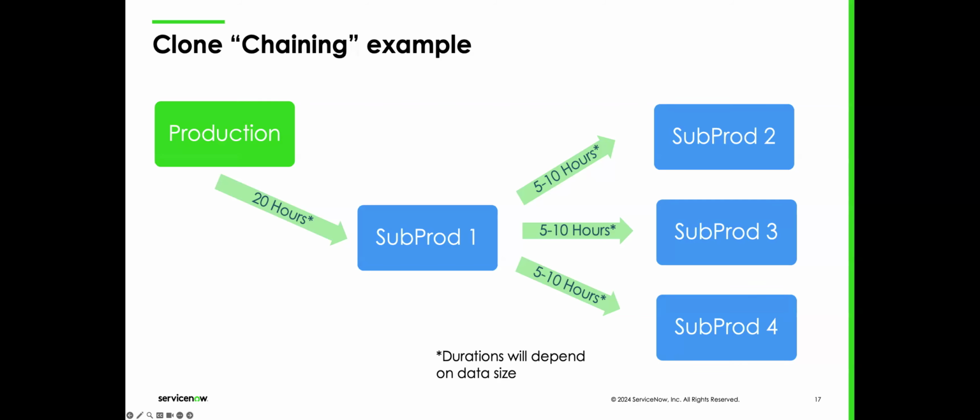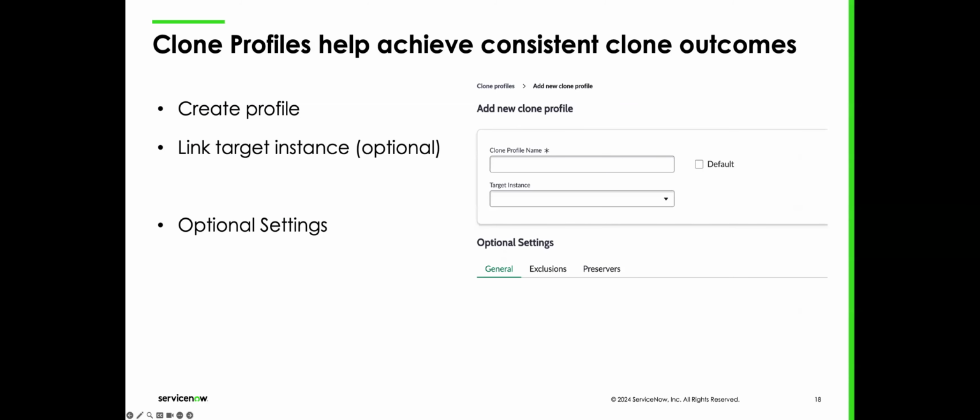We talked a bit about time-saving tips. I'd also like to point out that clone profiles are a great place to start, especially if you're new to clone. Setting up a profile with exclusions and preservers can be a great start. It'll help you have repeatable, consistent outcomes. You'll know exactly what data will be applied to your clone. As an option, you can also assign a profile to a specific instance if you wish on that profile form.